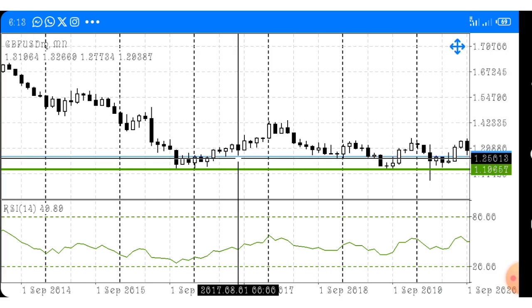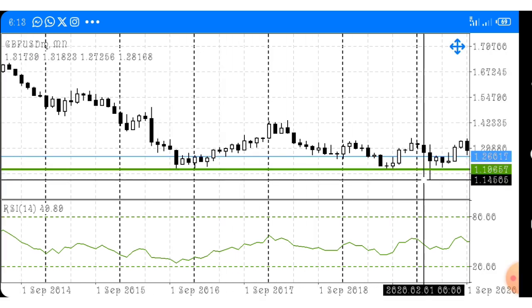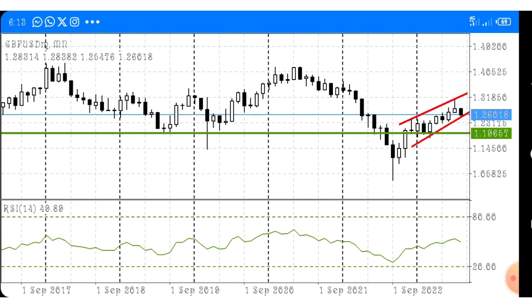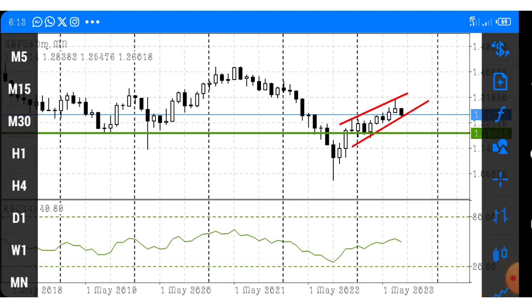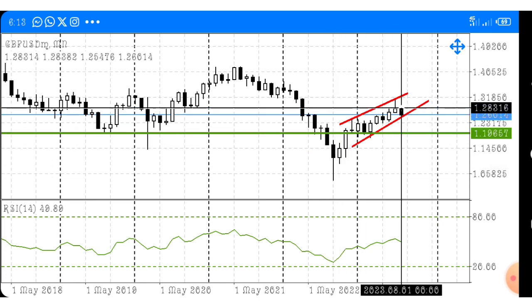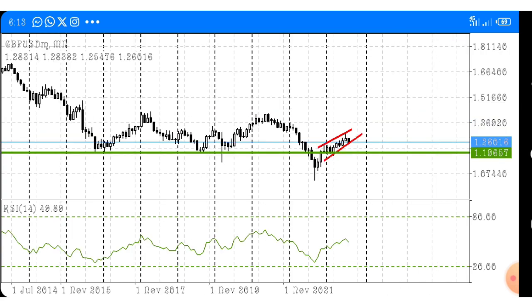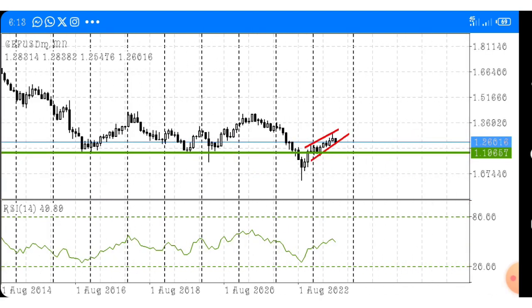a support level here, in 2016, 2019, okay, and it broke out 2022, okay, it broke out and it's coming back up now, and that this is an all-time low. So as you can see, that's an all-time low. So definitely the market would retrace.